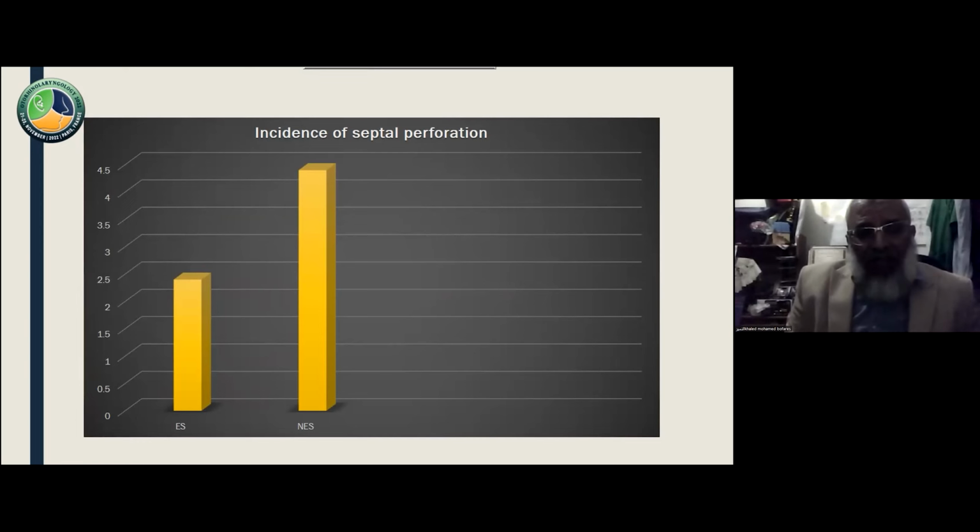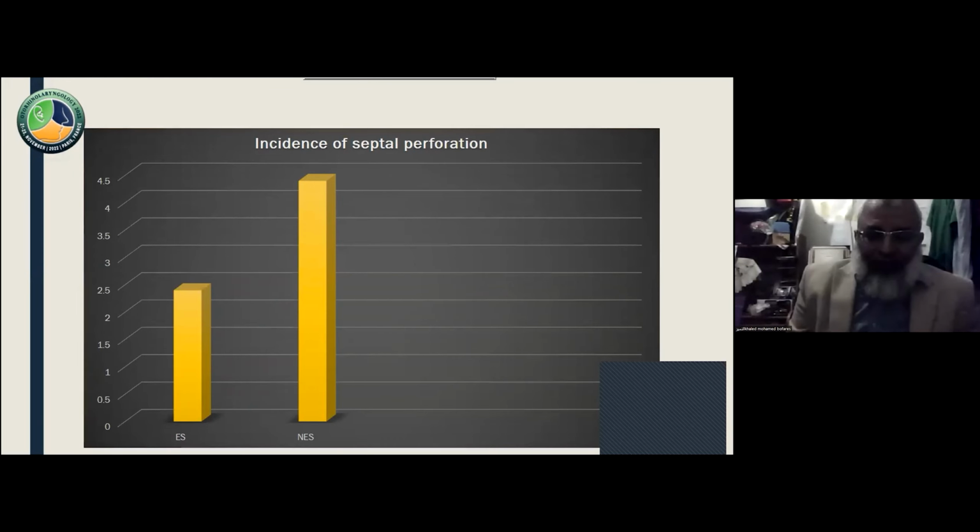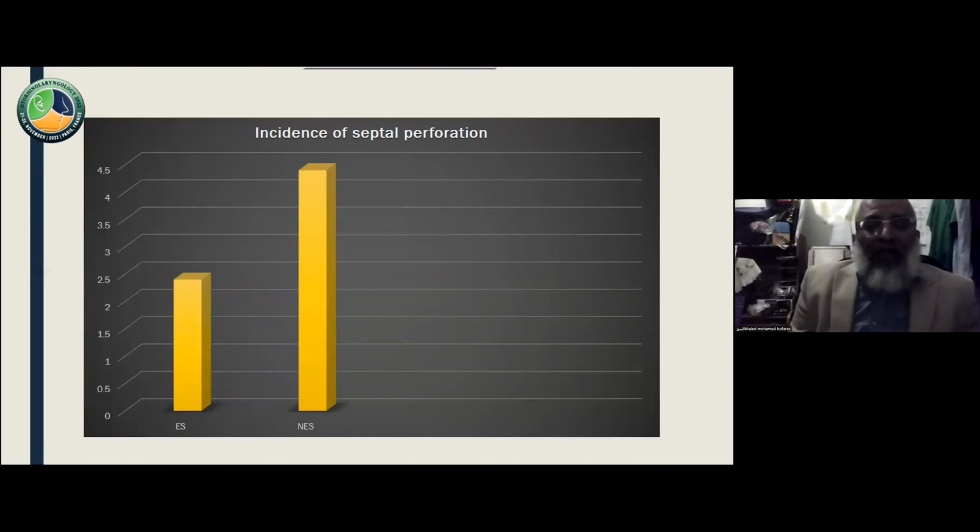This can be explained by the fact that in endoscopic surgery, the surgeon has a chance to visualize the deviation exactly and correct it accordingly. At the same time, you can evaluate whether there is any evidence of iatrogenic trauma to the septum or to the flap, which can be managed accordingly, and this reduces the risk of this outcome.